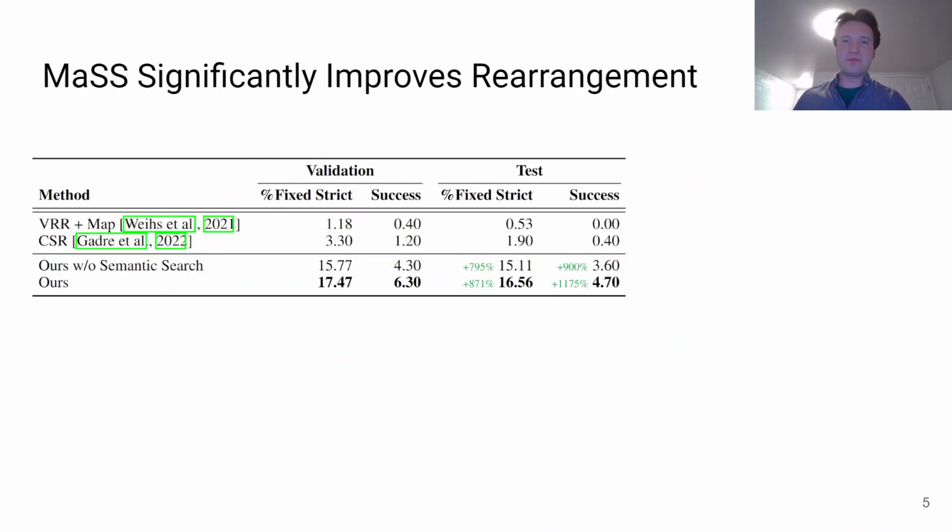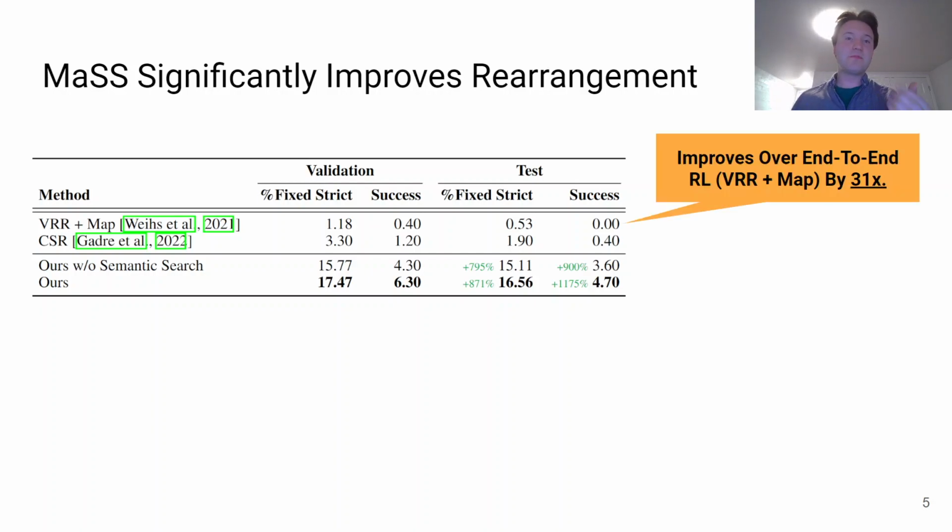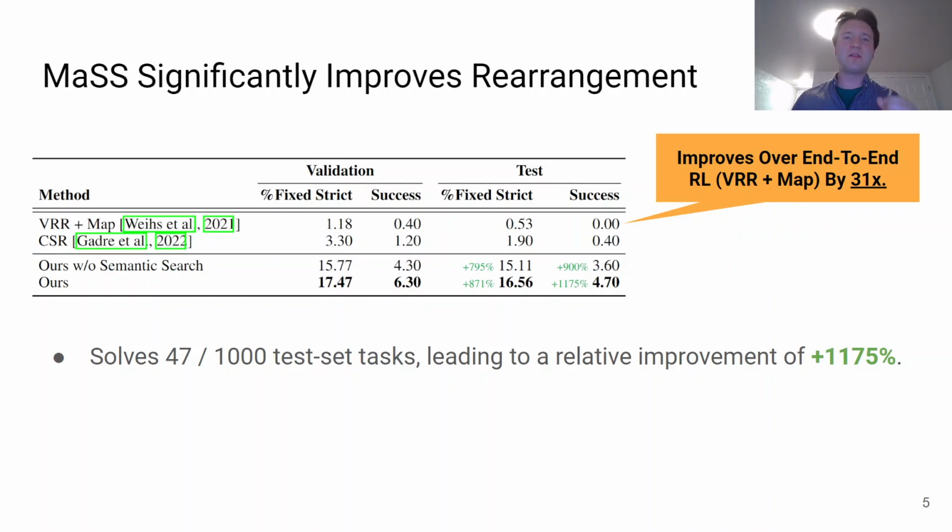MaSS significantly improves two-phase rearrangement. Our method improves 31 times over the most recent baseline for two-phase rearrangement that uses end-to-end RL, called VRR plus map, in the table, despite requiring only 2.7% as many samples from the environment. MaSS solves 47 out of 1,000 test set tasks, leading to a relative improvement of 1,175% over a recent baseline CSR.